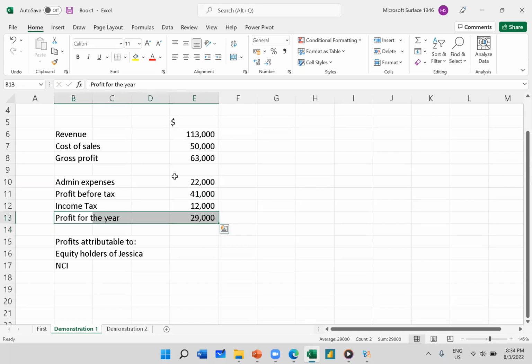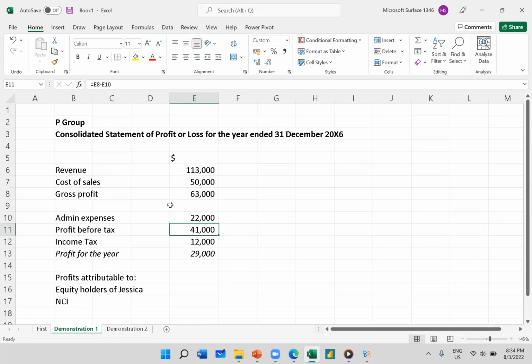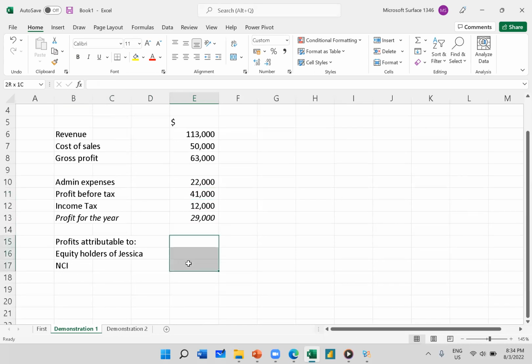This is the bottom line, right? This is the last part of the P&L, profit and loss statement. However, because this is a group account, consolidated, there is one new thing, which is a little bit more advanced compared to an individual P&L.